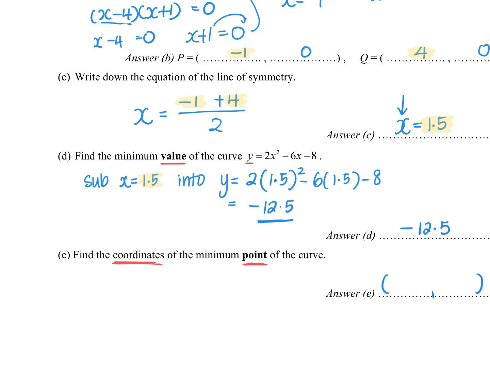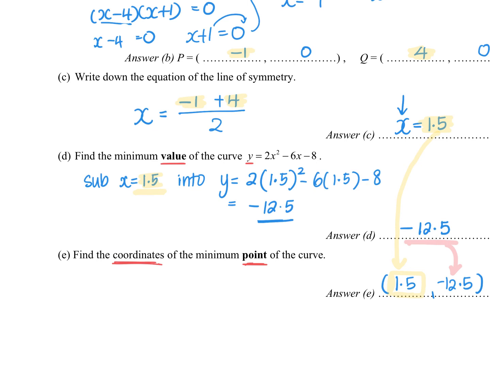What is the x value? The x value over here is my x value that I substitute in, from my equation of the line of symmetry. And what is the y value? Okay, the y value will be the number that I just calculated just now, the minimum value, negative 12.5.